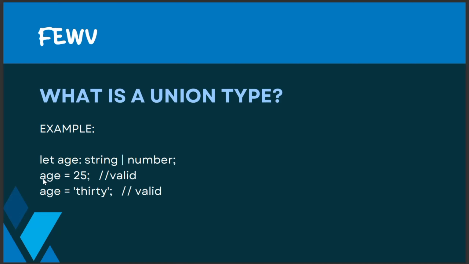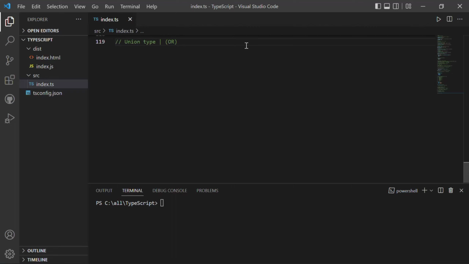And when we declare or initialize age down here, age equals 25, it will be valid, and age equals "30", which is in the string form, will also be valid. Why is it so? Because in the first line itself we said that age can be a string or it can also be a number. So that is why both of these are valid. Let's understand more of union type with better examples to make it more clear to you.